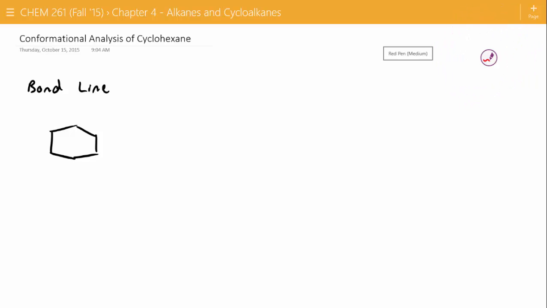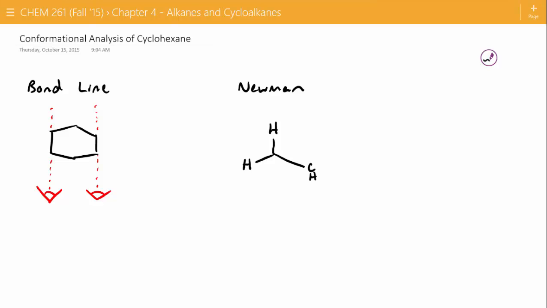And what I'm going to do is have 2 separate sets of eyeballs. We're going to have one eyeball looking down this bond. And we're going to have another eyeball looking down this bond. And we'll try to draw a Newman projection for this. So on one side, we will have a hydrogen sticking out, another one sticking up. And then bear with me as I fill this out.